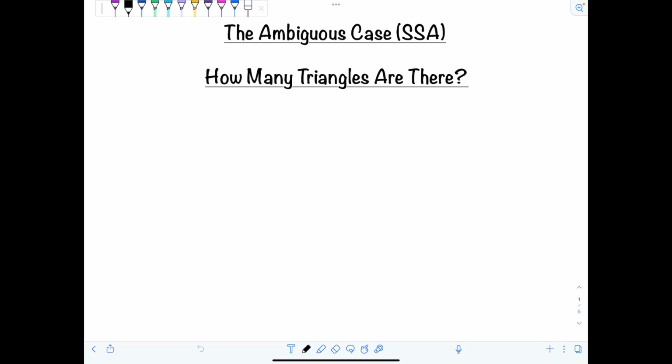In this video, I'm just going to show you a quick way to help you figure out how many triangles you have, either 1, 2, or 0, when dealing with the ambiguous case. The ambiguous case is so named because you're given two sides and an angle, and based off of that information, you don't necessarily know right off the bat how many triangles you're working with.